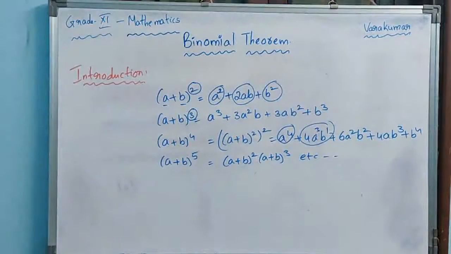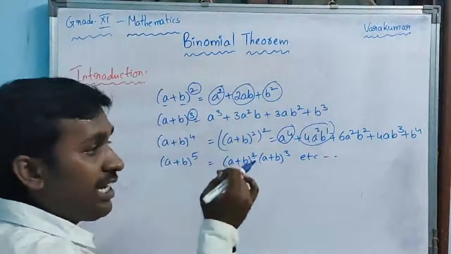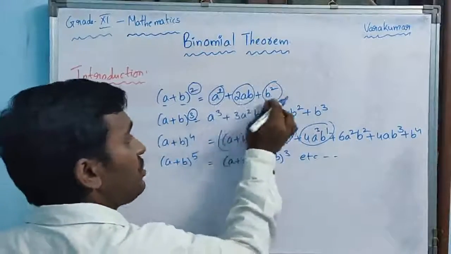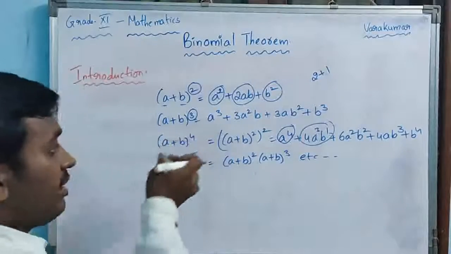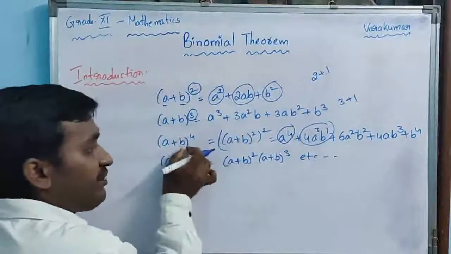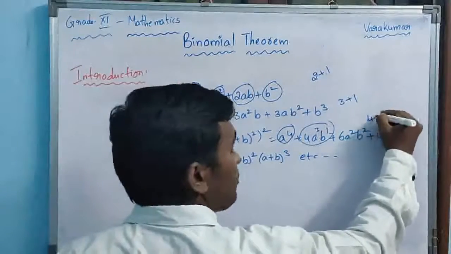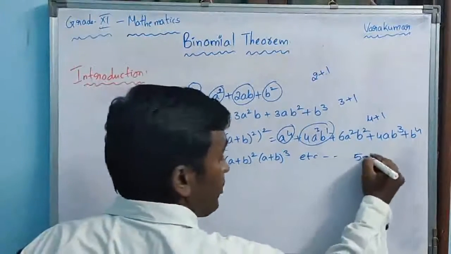Next thing, whenever you see the powers, power is 2. So when you expand it, it has, say, 1, 2, 3. So it means it has 2 plus 1 terms. And similarly, it has power 3. If you expand it, it has 3 plus 1 terms. And also power 4. If you expand it, it has 4 plus 1 terms. So then common feature, if you say 5, same thing, it has 5 plus 1.